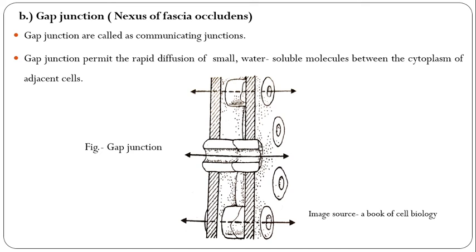So the gap junction is characterized by a 2 to 4 nanometer, that is 20 angstrom unit, space between two membranes, and the gap is filled with densely packed protein particles, each of which appears to be a channel that connects the two cells. Okay, the gap is filled with densely packed protein particles, each of which appears to be a channel that connects the two cells.